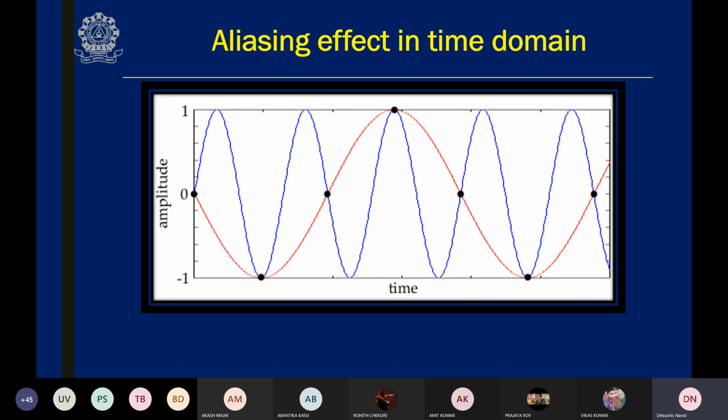So today, up to this much. Next day I will explain how it is possible to sample a signal by using a circuit, using electronic components. That is the sample and hold circuit. Okay. Thank you very much.